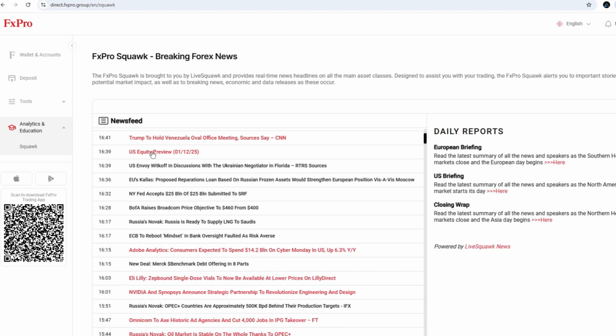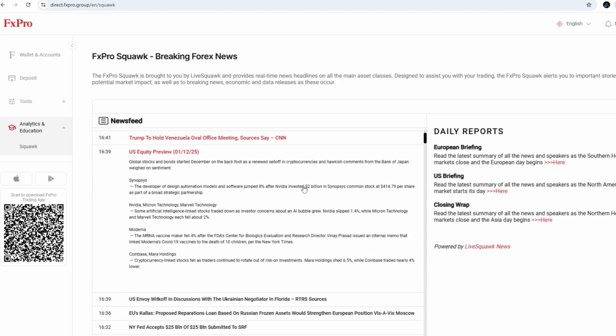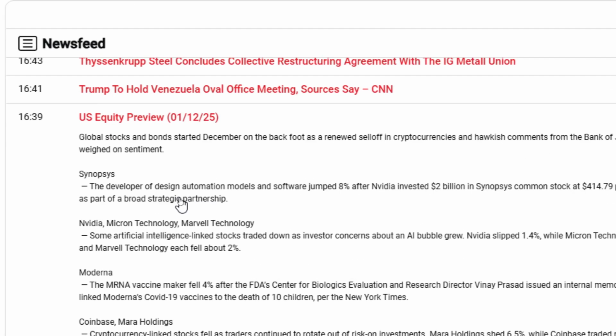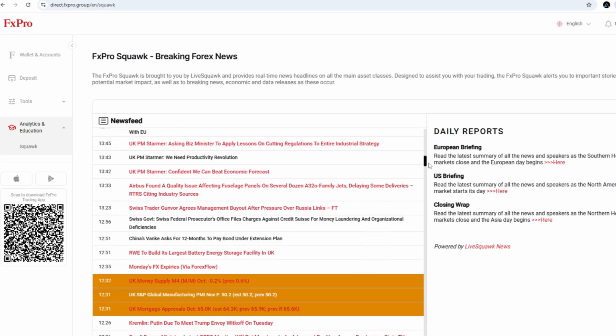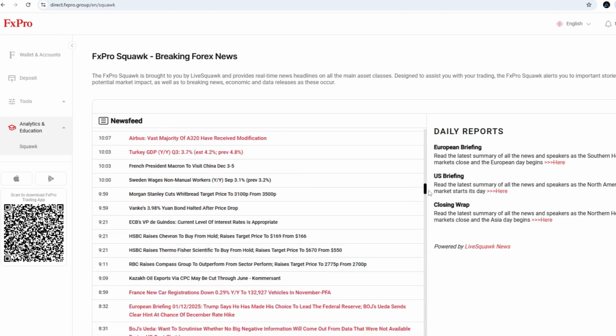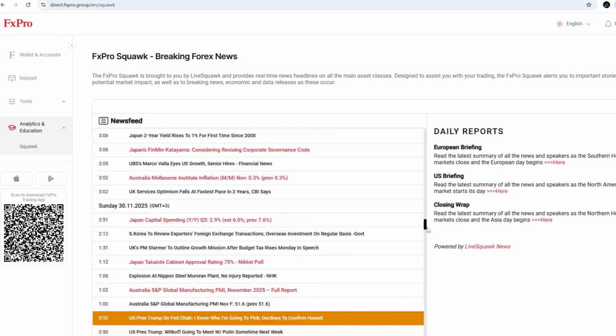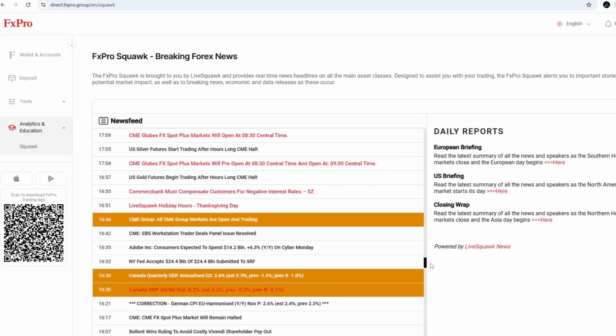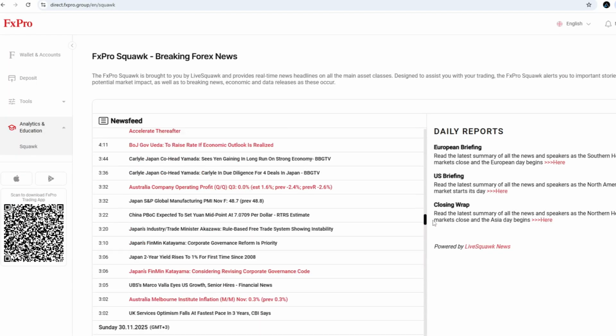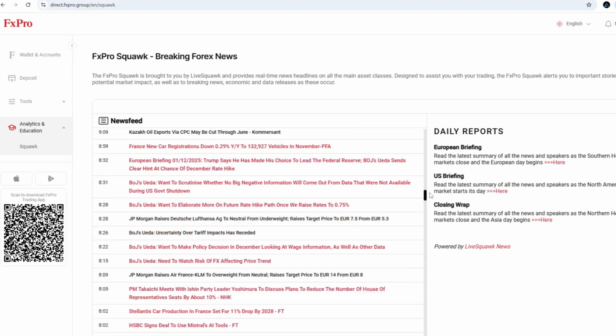Go ahead and click on any of these, and you should be able to read any information related to that particular item. And the good thing is FxPro gives minute by minute updates on everything that is happening around the world on this news feed. So that's how you can find news feeds that can help you make decisions on your forex trading.